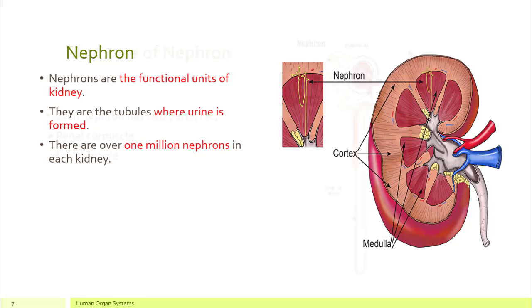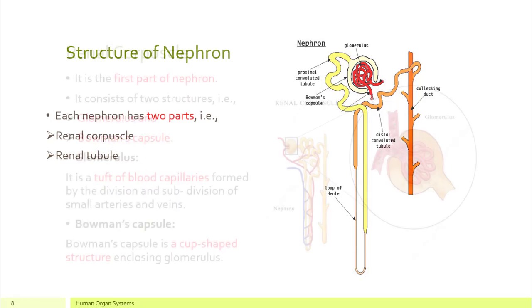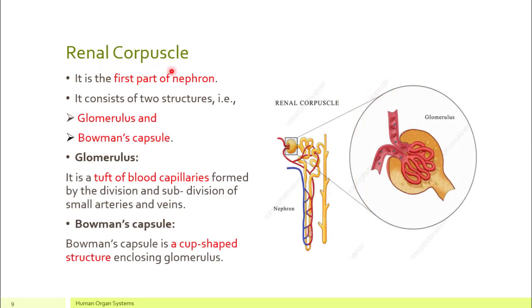Now we are going to discuss the structure of nephron. This is the complete structure of a nephron. Each nephron has 2 important parts. Number 1 is renal corpuscle. Number 2 is renal tubule. First of all, we are going to discuss about the first part of nephron, which is renal corpuscle.